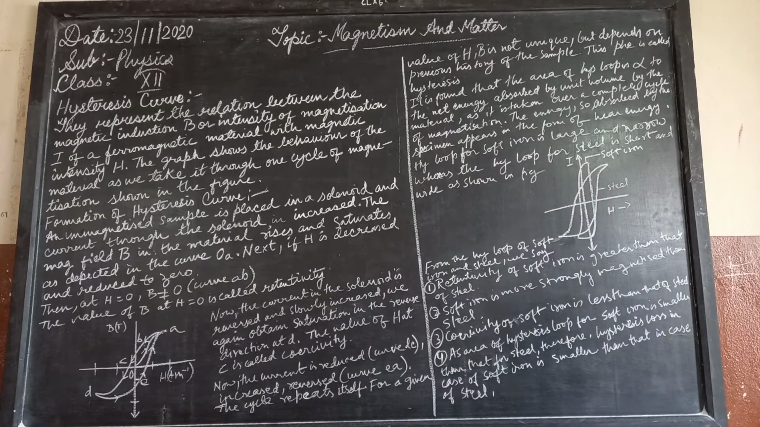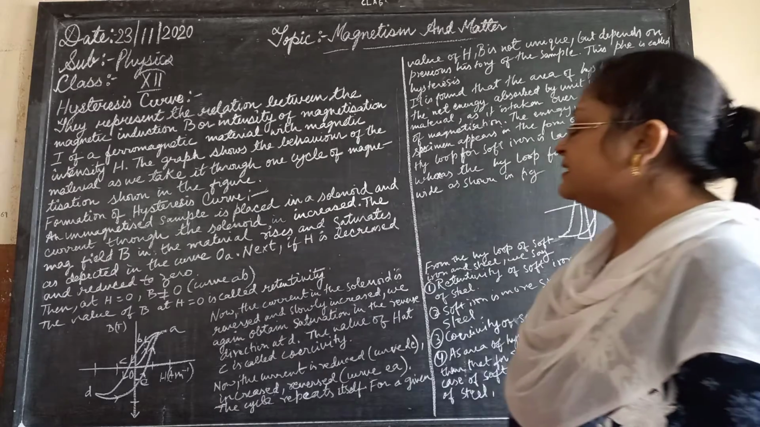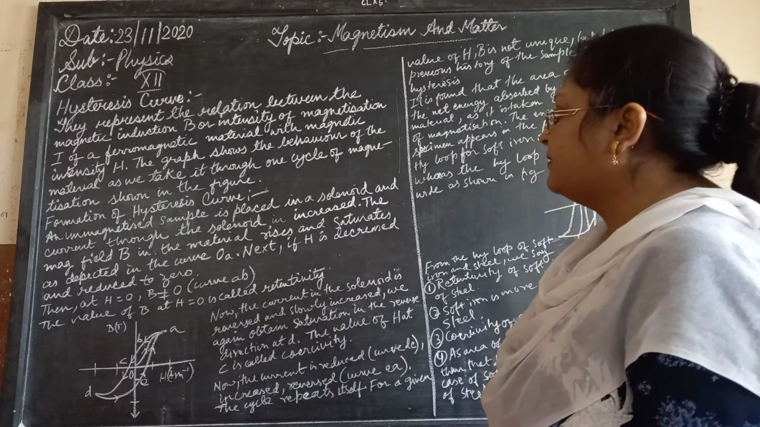The cycle repeats itself. For a given value of H, B is not unique but depends on the previous history of the sample. This phenomenon is called hysteresis, and it is found that the area of the hysteresis loop is directly proportional to the net energy absorbed by the unit volume of the material, taken over a complete cycle of magnetization.